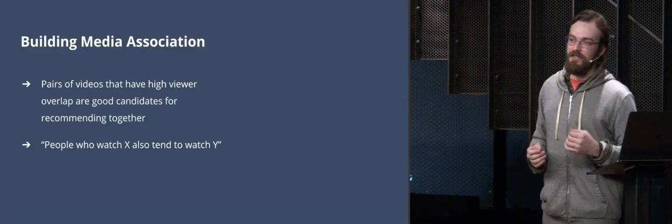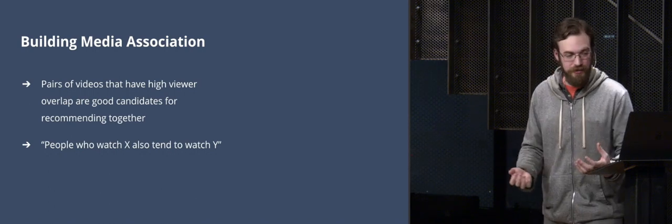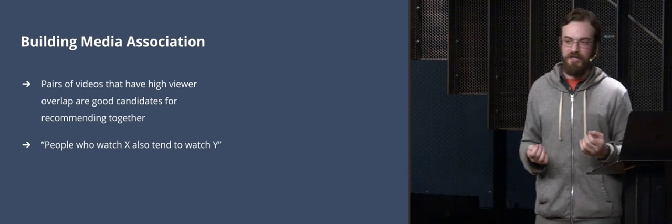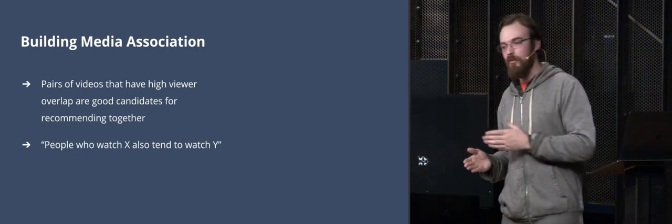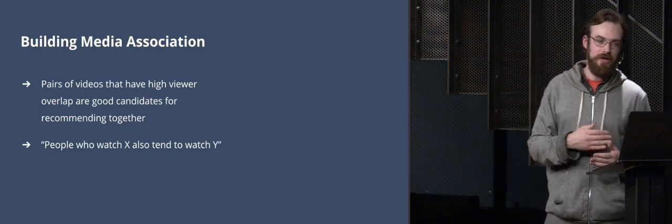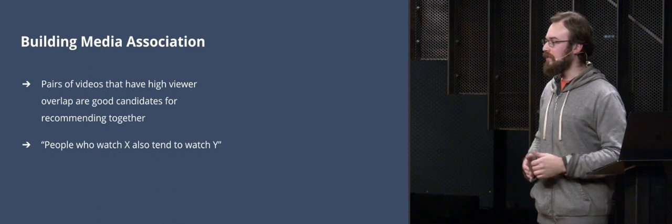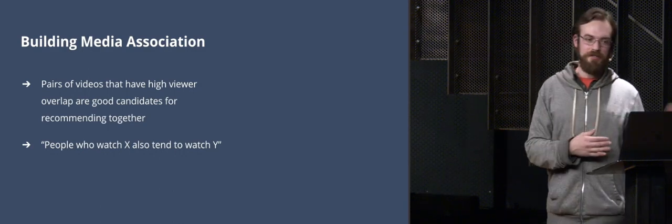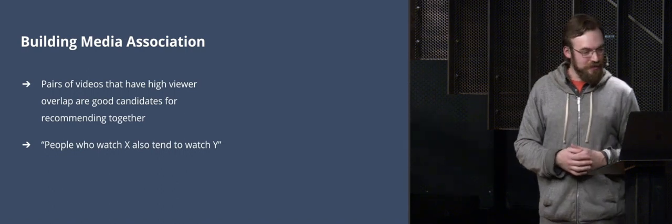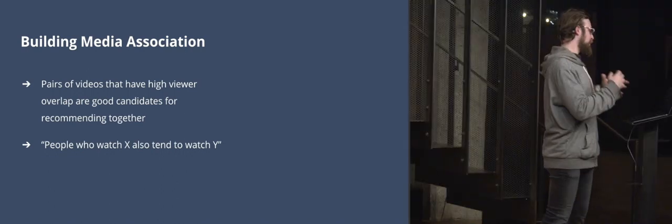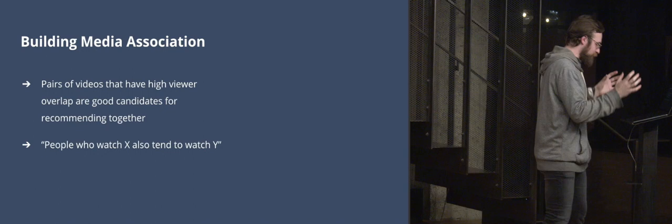Another way we use this is in generating recommendations, so building media associations. You can imagine, again, that there are viewers who will watch a cat video, and then they will go on and watch another cat video. And then they'll probably watch a dog video, and then they'll watch some cute squirrel or something, and then they'll go back and watch another cat video. So how do we measure that?